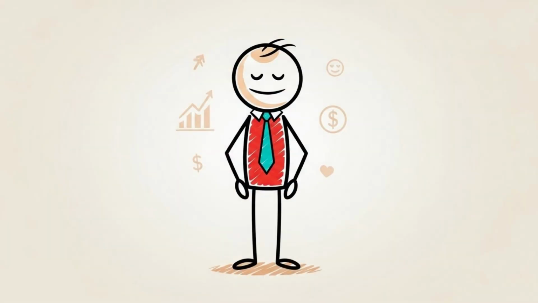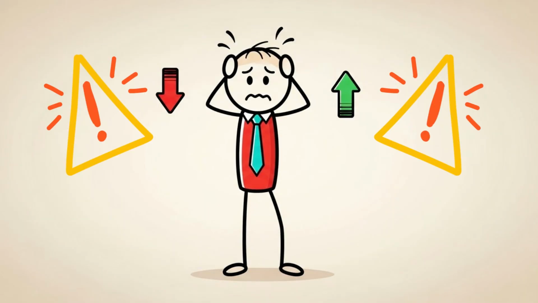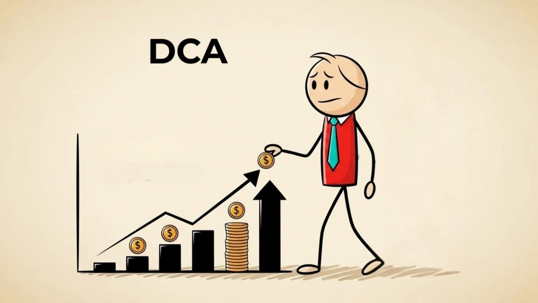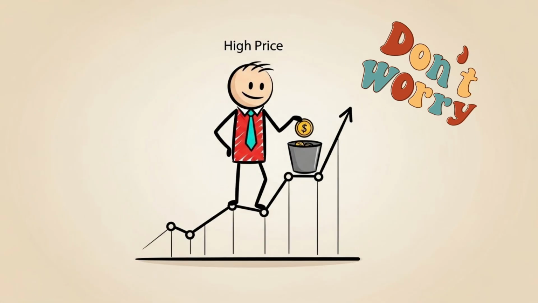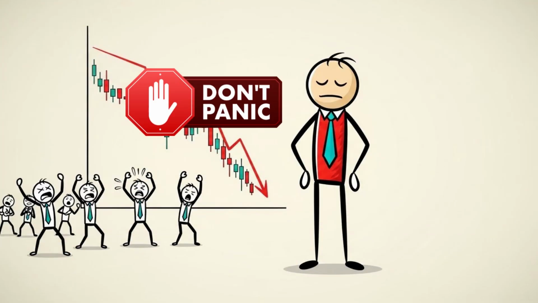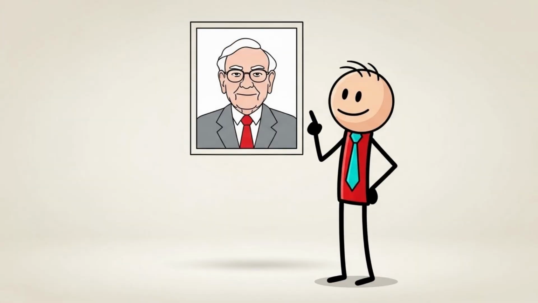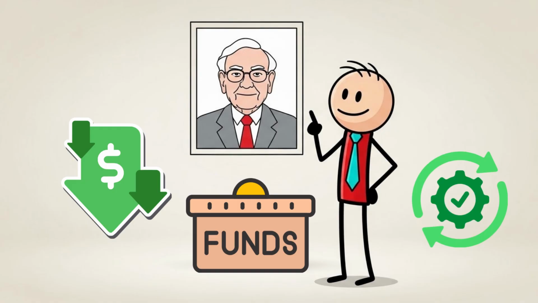DCA works not just financially, but emotionally. Humans fear regret. We hate being wrong. DCA removes that fear by removing the need to choose the perfect moment. You don't worry about buying too high. You don't wait endlessly for dips that never come. And you don't panic during downturns because you already have a plan. It brings peace, structure, and consistency. Even Warren Buffett has said that for most people, a low-cost index fund bought consistently is the smartest approach.